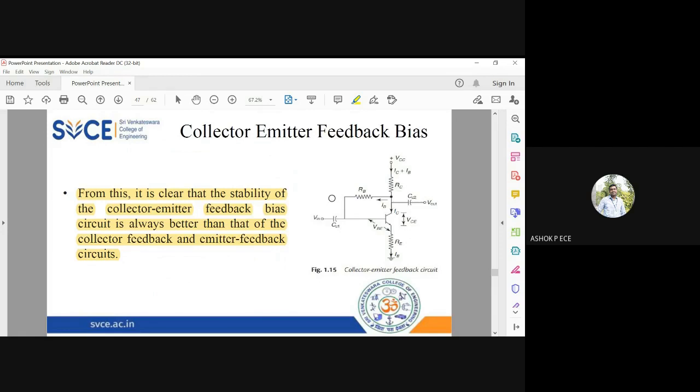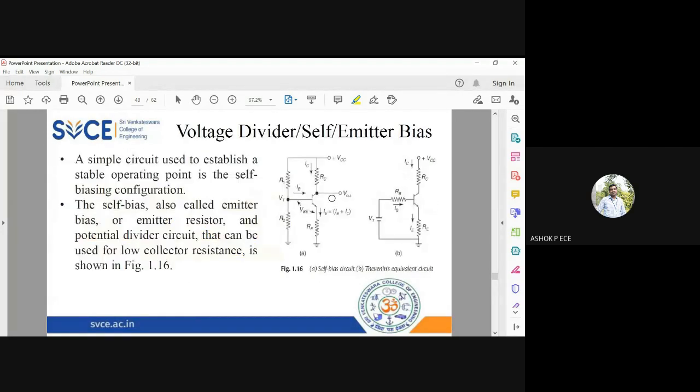So the last type of bias you are going to see is very, very important and commonly used biasing circuit called voltage divider bias, or self bias, or emitter bias. Once this circuit was invented, it started ruling the world because it was found to be very, very effective against the variation in collector current.